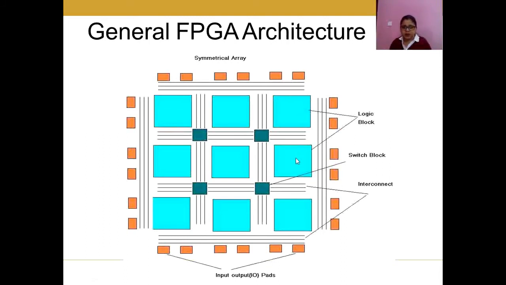These bigger blocks are known as the CLBs, configurable logic blocks. And in between we have the switch blocks. These switch blocks are made up of MOSFETs. MOSFETs are mostly used to implement these switch blocks, and based on the connections and the on and off condition of these MOSFETs, these configurable logic blocks are connected to each other. On the outer side, these are the input output pads. So it's a symmetrical type of array which we are getting over here.